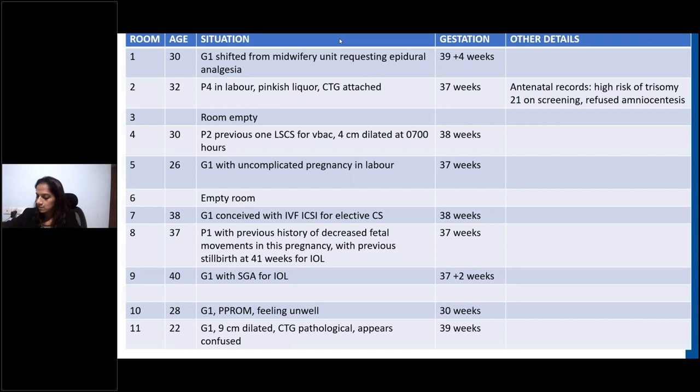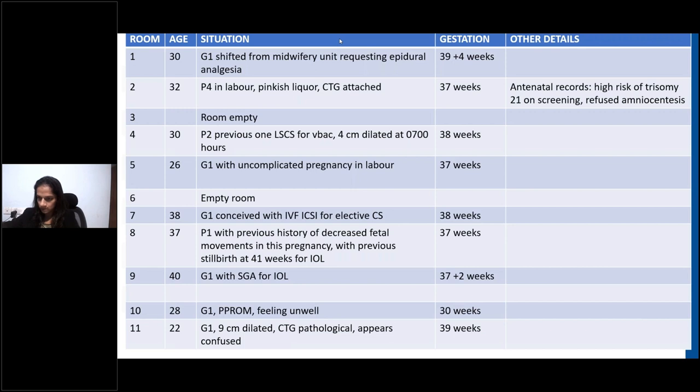Room number 7, first gravida conceived with IVF ICSI for elective cesarean section. Here I'll be sending my ST2 who'll be going to check the woman, to check her observations, abdominal findings, take her through the WHO checklist, take her through her consent, blood reservations, need for blood group matching and all the basic investigations. Now my next routine room is room number 9.